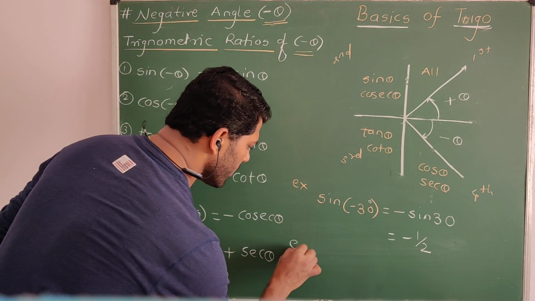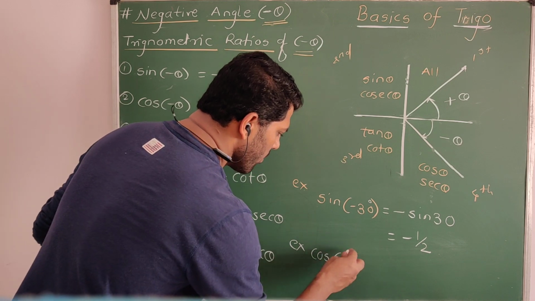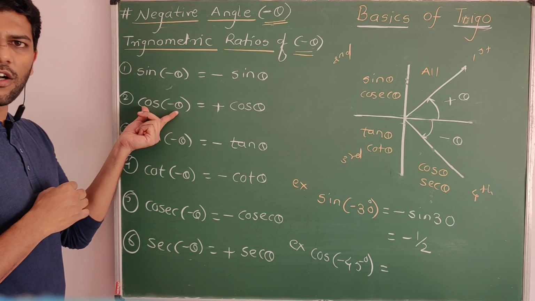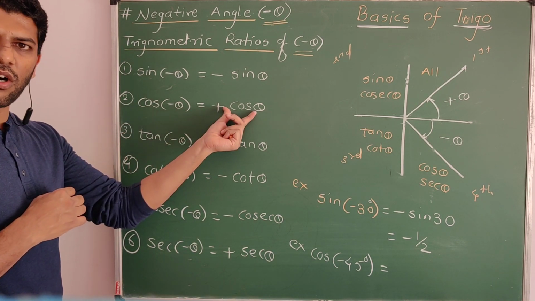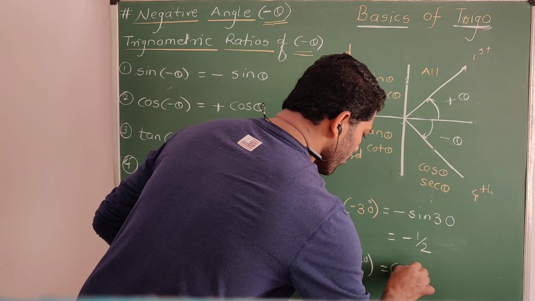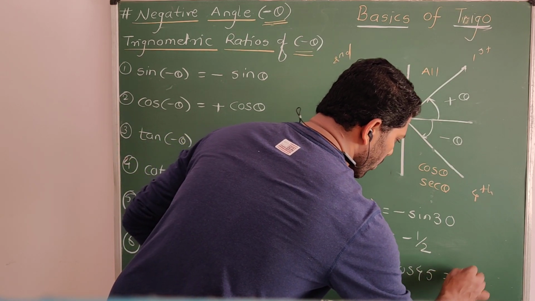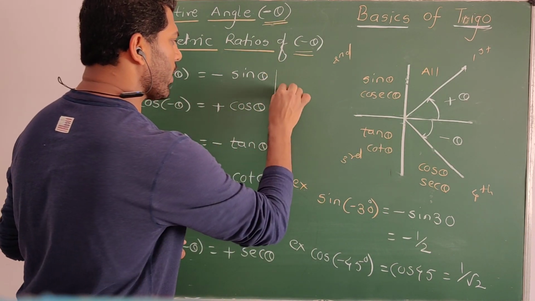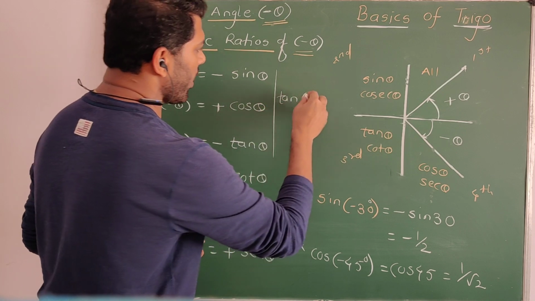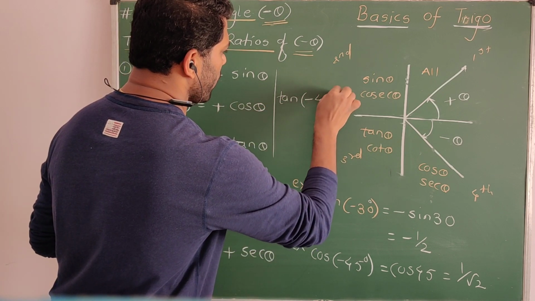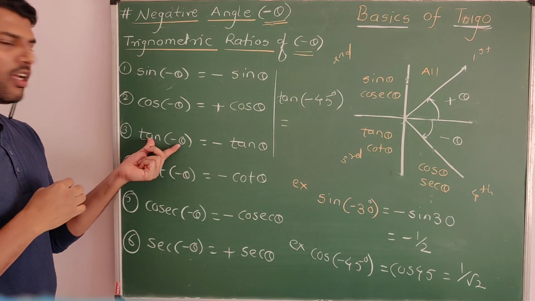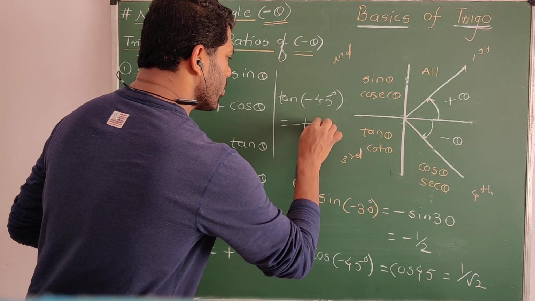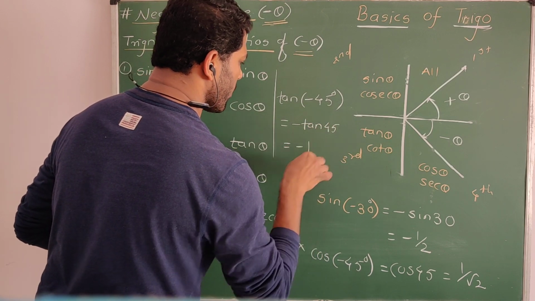What about one more example? What about cos of minus 45 degrees? Just apply this formula. Cos of minus 45 is plus cos 45, and you know that cos 45 is 1 by root 2. One more example for you for practice purposes: what is the value of tan of minus 45 degrees? Just follow this formula. Tan of minus 45 is minus tan 45, so minus tan 45 means minus 1.